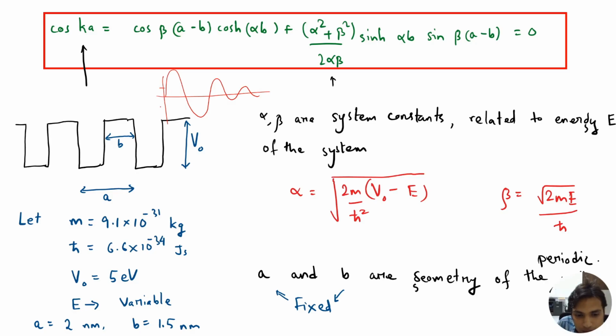And how did you arrive at 5 electron volts, sir? No, this I just took as an example.